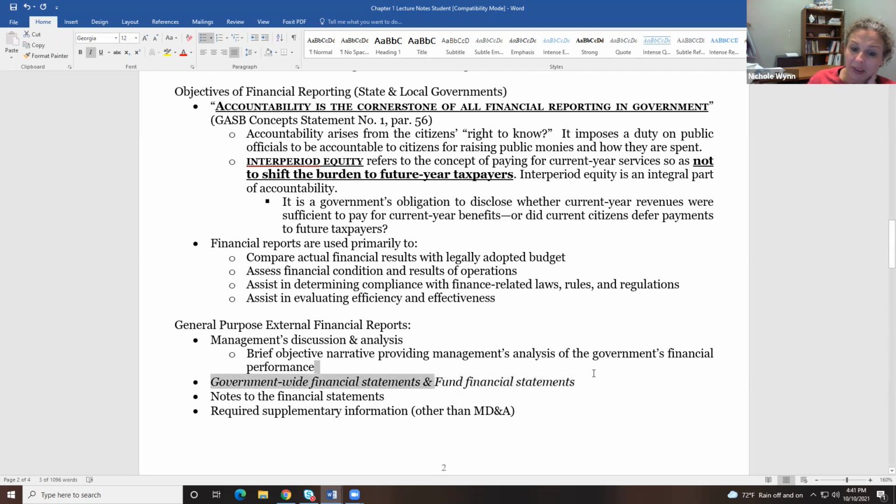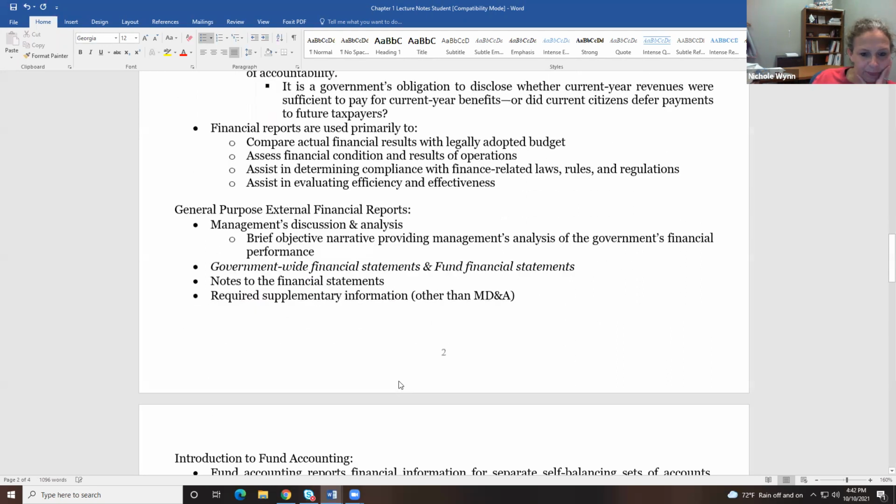And then we'll have individual funds, like how did the capital projects fund do? So what did they spend on the building of the new swimming pool? That's an example of a fund. So they'll have all the individual funds that roll up into the government-wide financial statements. And then we have notes, and then required supplemental information, which would be things like some statistics over the last 5 years, or maybe it's information like the population, things like that.